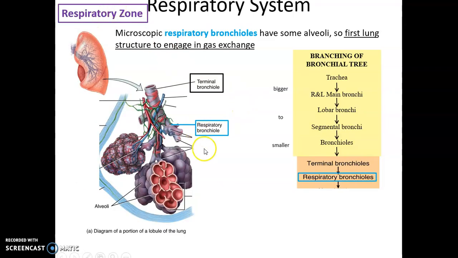From there, we enter the respiratory zone. So after the terminal bronchioles are the respiratory bronchioles. And the respiratory bronchioles are the first structures that allow for gas exchange between the air in the lungs and the bloodstream. And this is because the respiratory bronchioles have these little pouches connected to them, called alveoli. One alveolus, many alveoli.